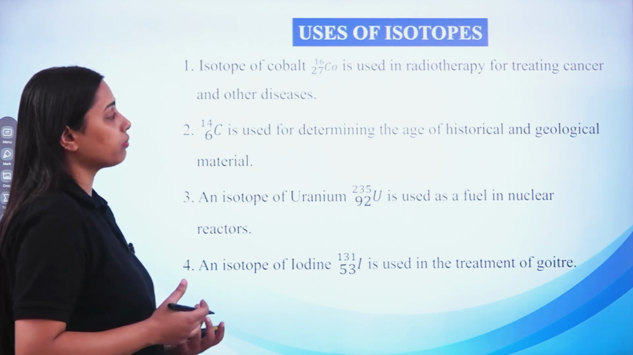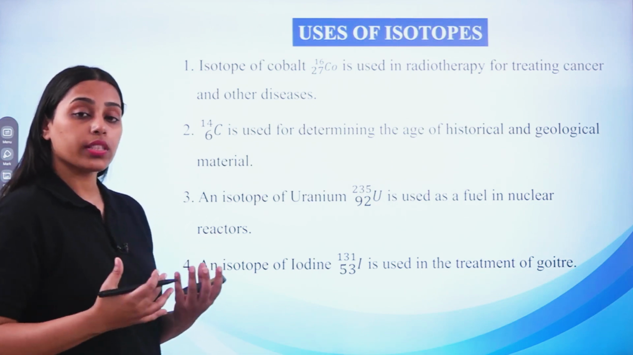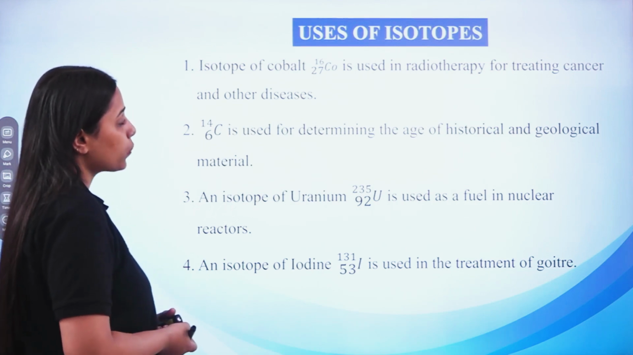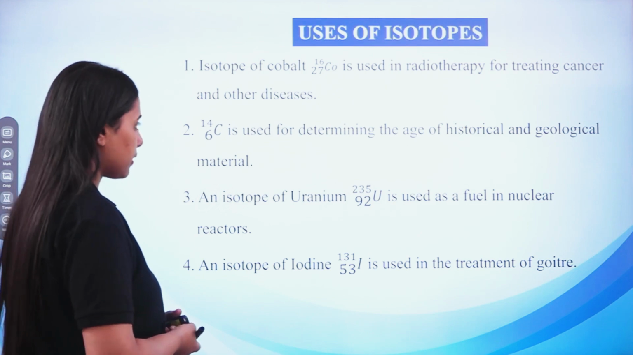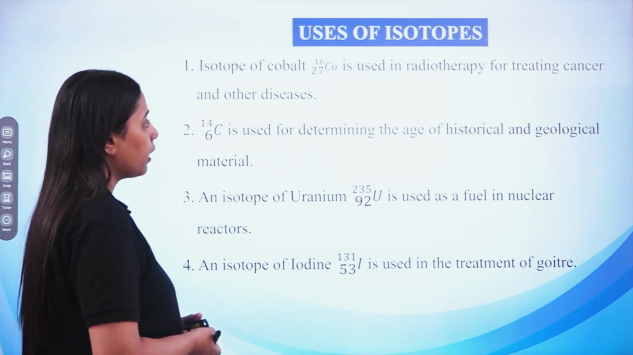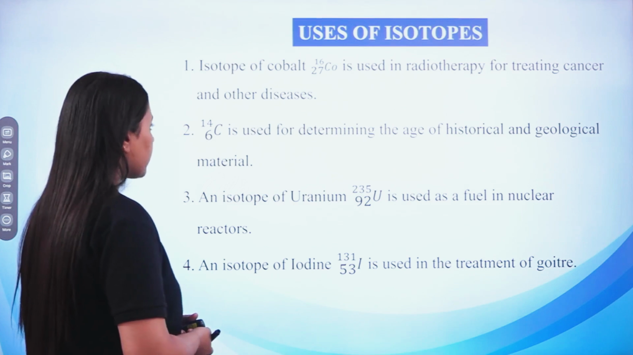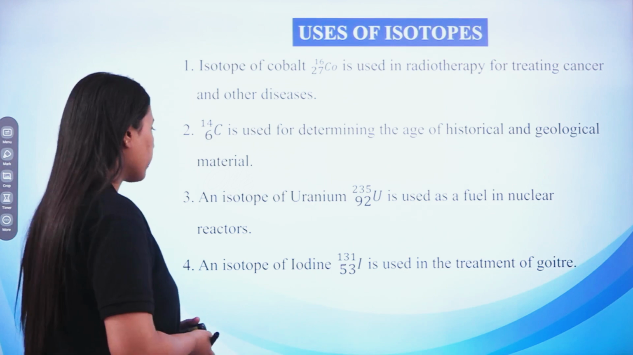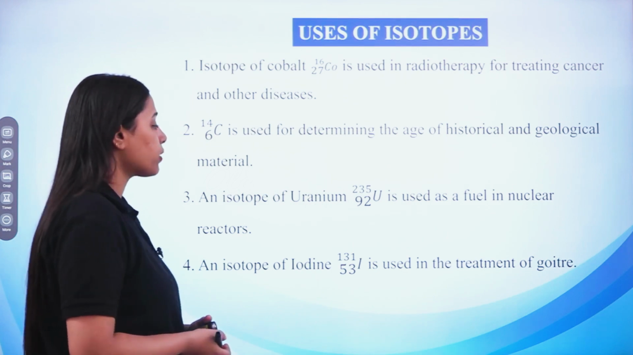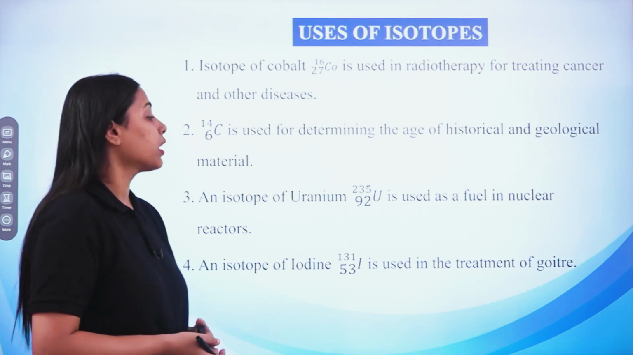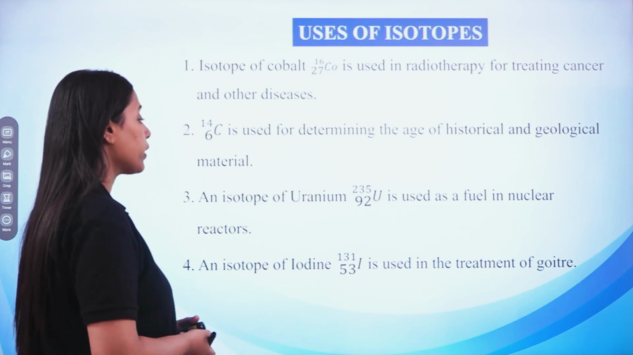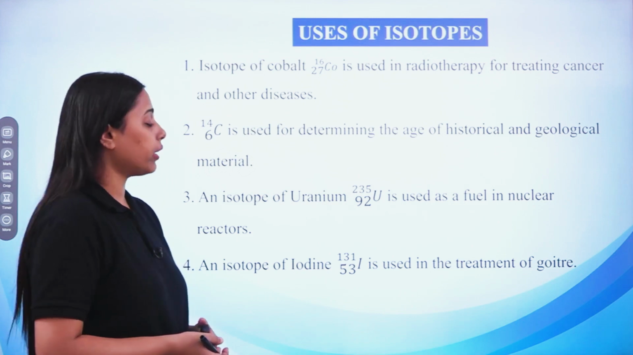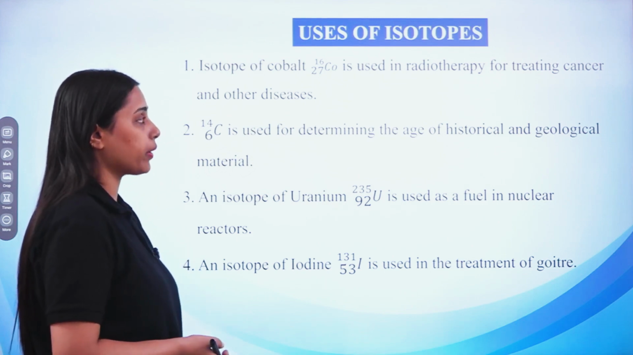Now we are going to discuss the uses of some specific isotopes of elements. Cobalt, having atomic number 27 and mass number 60, is used in radiotherapy for treating cancer and other diseases. Carbon-14 is used for determining the age of historical and geological materials. An isotope of uranium, with mass 235 and atomic number 92, is used as a fuel in nuclear reactors. An isotope of iodine, having atomic number 53 and mass 131, is used in the treatment of goiter.